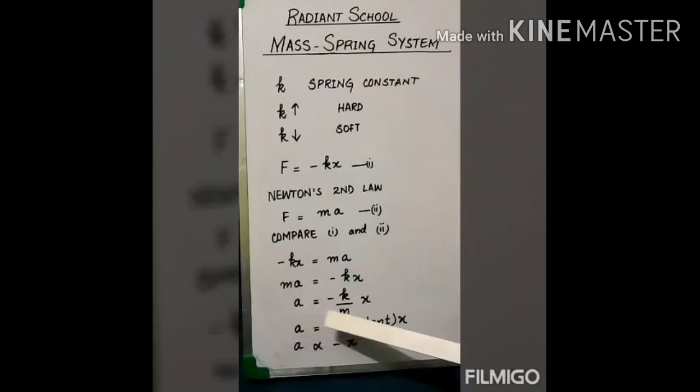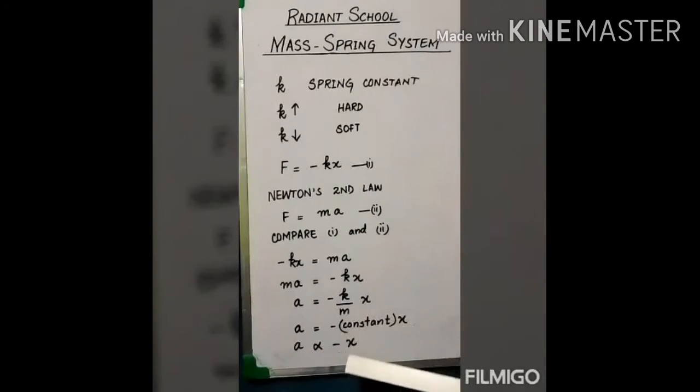Now if you look at this expression and at the system that we are studying, the mass spring system, throughout the experiment we are using the same spring, so k is a constant, and also the same mass is used, so m is also a constant. So constant divided by constant gives you another constant. So instead of writing minus k by m, I will write minus constant into x. So acceleration is now proportional to minus x.